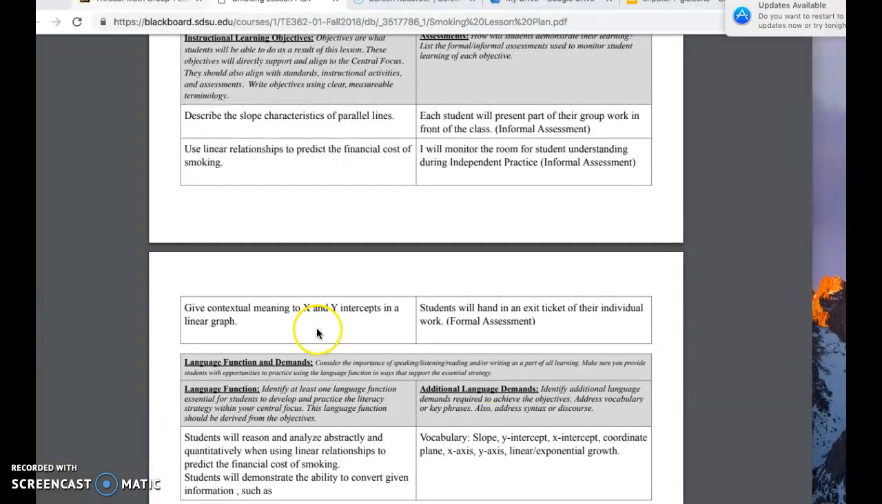And then give contextual meaning to the x and y intercepts in a linear graph. So in this case, the x-intercept and y-intercept, one's going to represent the independent variable and one's going to represent the dependent variable, and understanding how they correlate to one another.